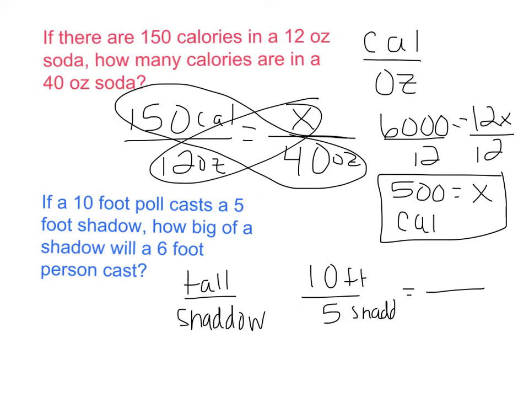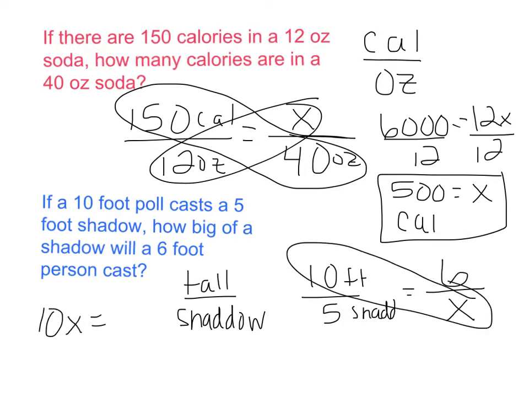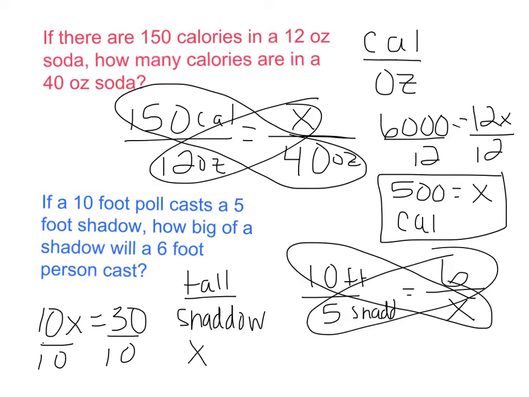equals, okay, well, we have here how big of a shadow. So shadow is the variable this time. So the shadow is on the bottom, and then a 6-foot person. So we're going to cross multiply 10x equals 6 times 5, which is 30. Divide by 10 on both sides. You get x is 3 feet. So a 6-foot person would cast a 3-foot shadow.